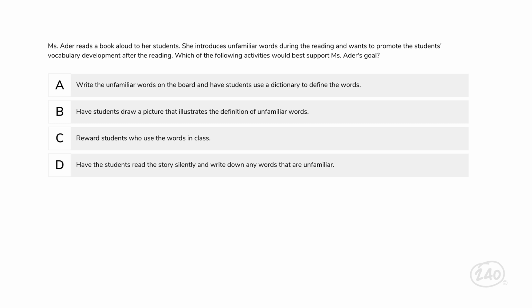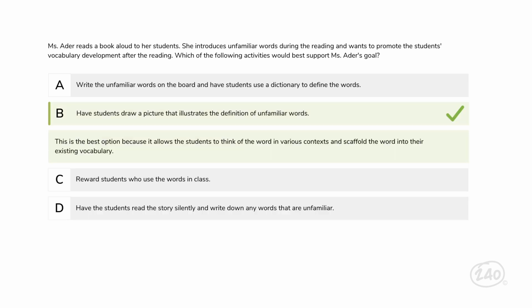Write the unfamiliar words on the board and have students use a dictionary to define the words? Have students draw a picture that illustrates the definition of unfamiliar words? Reward students who use the words in class? Have the students read the story silently and write down any words that are unfamiliar?